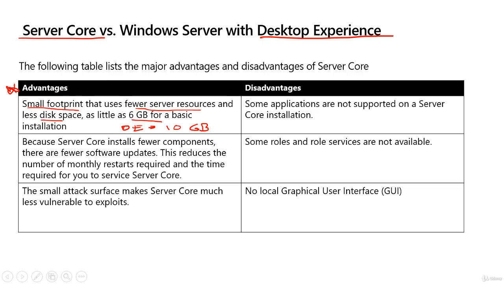So you're comparing a difference of basically 4 gigabytes between the two operating systems, the Server Core Edition and the Desktop Experience Edition. Also, an advantage, Server Core installs fewer components because it's just a smaller operating system, much smaller footprint. You will get fewer updates. Now, you're still going to get updates like any other operating system, but just not as many because there are not as many components that need to be updated. So this will reduce things like monthly restarts.